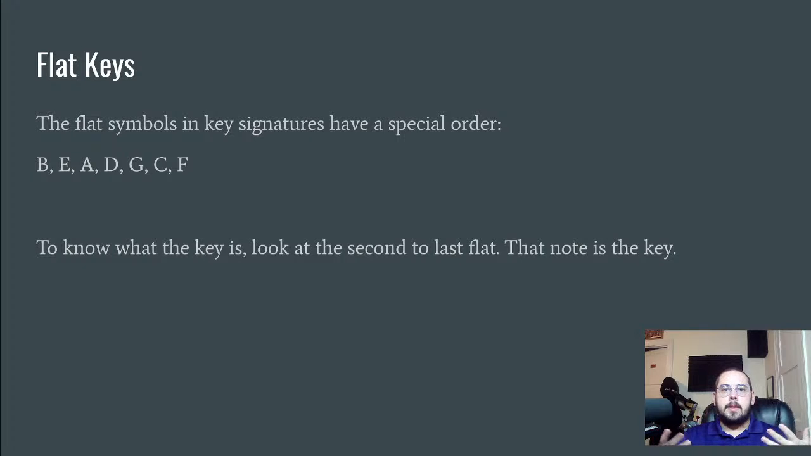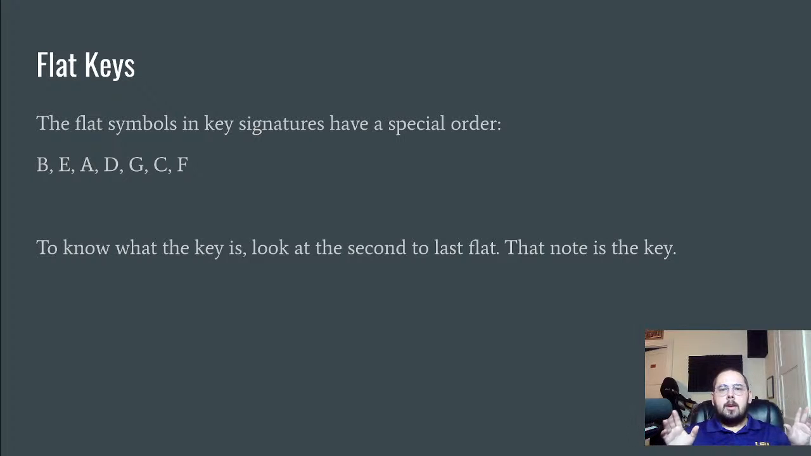A key signature with three flats is always going to be B flat, E flat, A flat. It's always going to be that. It's always going to be in that order. If you see one with five, it'll be those three plus D flat, and always going to be those.